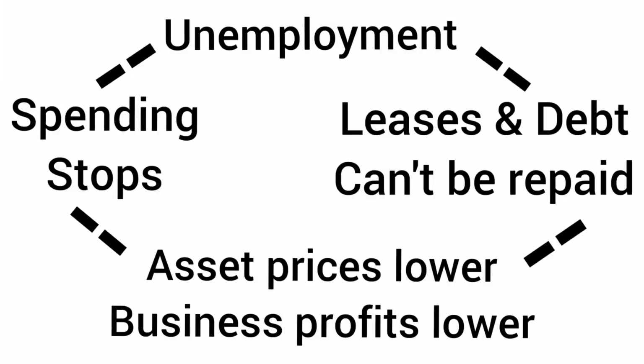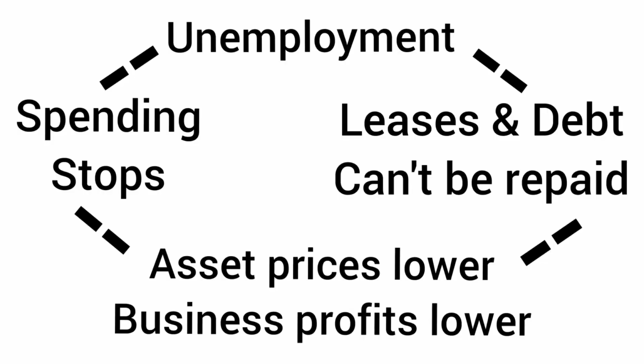Business profits lower, pretty self-explanatory, lower sales, lower profits. Here's the third one. Leases and debt can't be repaid. Now, if you followed the equity markets, if you followed the corporate bond markets the past couple of months, they've been right out in front of this and gotten it exactly right. Credit spreads have blown out, equities have gotten hammered because of lower profit expectations going forward.